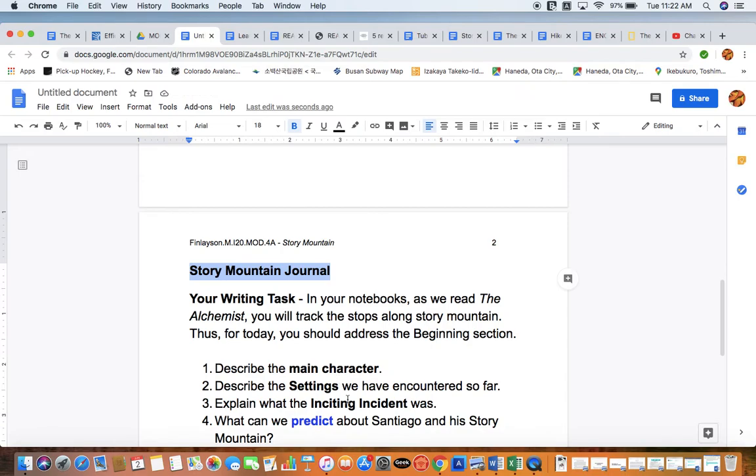But if you want to send me the component pieces, as you finish your writing task today, you could send me a draft of your work. I'm happy to look at it and make any comments or corrections or editing notes that are necessary, and then you can fix it, so that when you do submit the final piece at the end, it will be as polished, well edited and well thought out as possible. Okay, so welcome to Story Mountain, The Alchemist. Let's push forward.